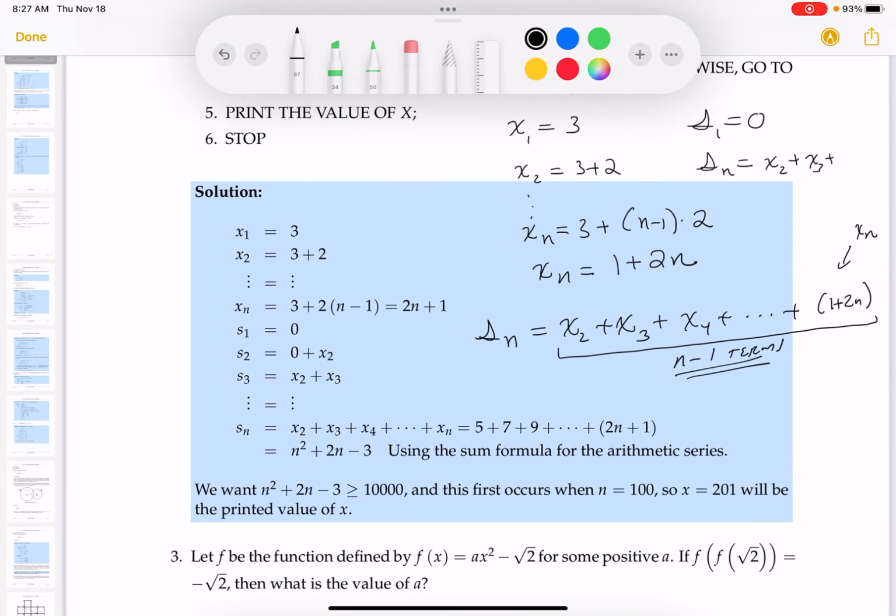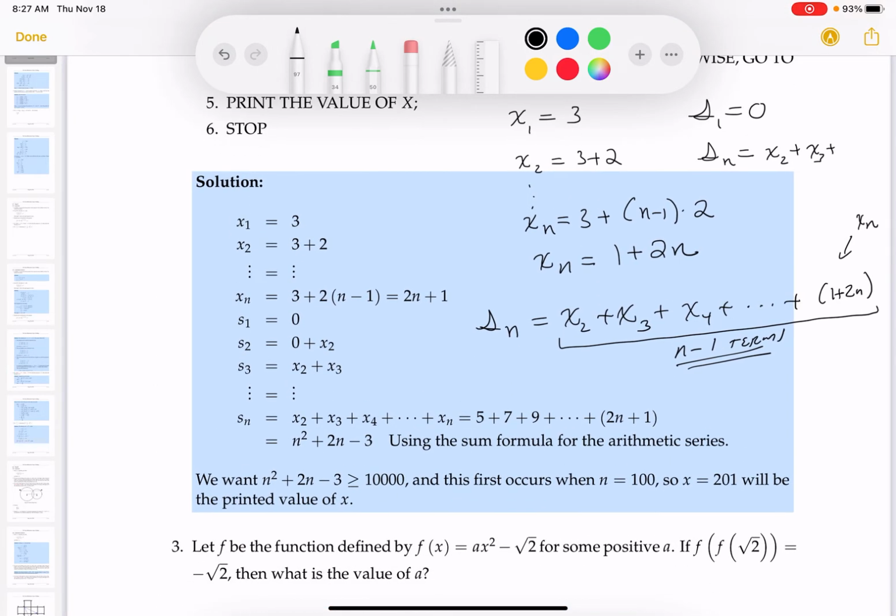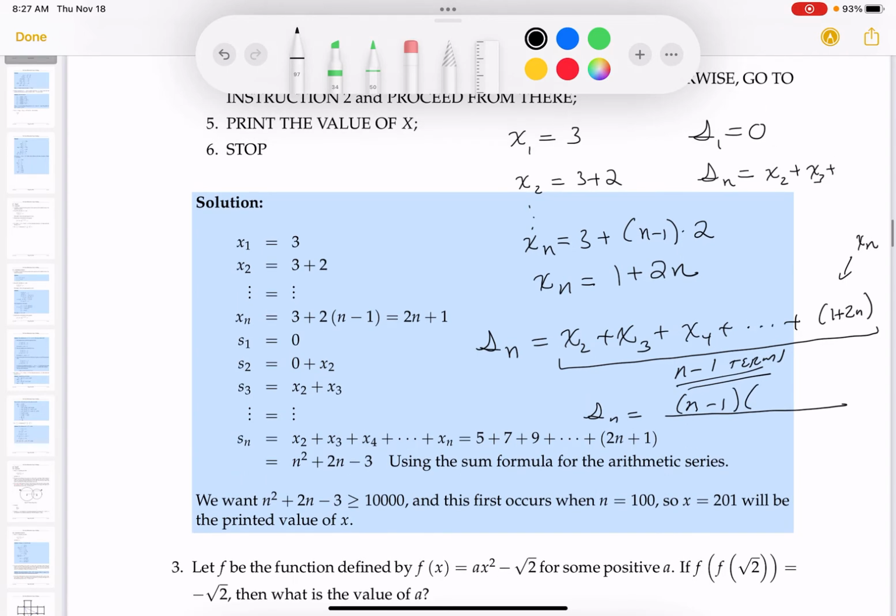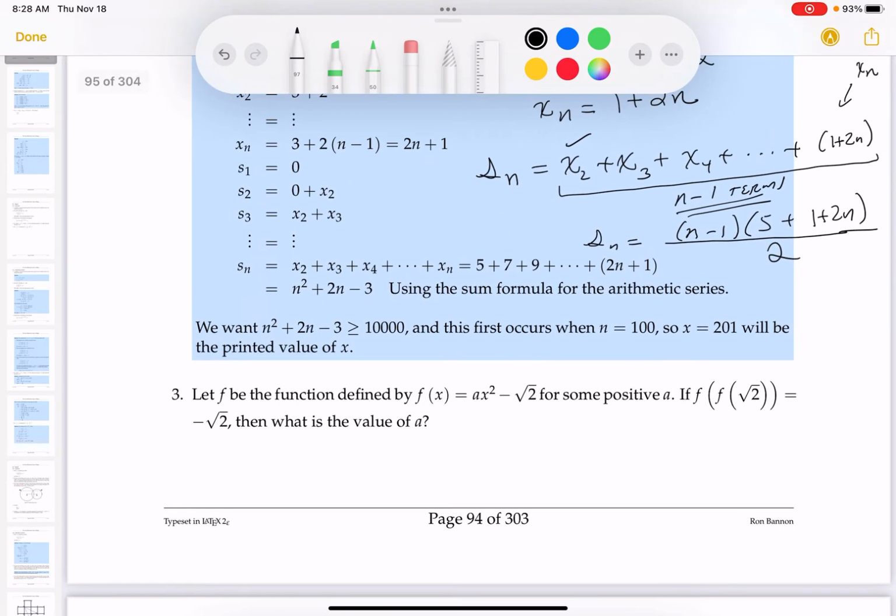Now this is a sum of an arithmetic series, or sequence, I should say. It's a series, by the way. So let's write down Sn as a sum. So it's going to be n minus 1. Let's see, what's x2? x2 is 5, right? I'm just writing the first term and the last term. And the last term is 1 plus 2n. Divide by 2. That's the sum of an arithmetic sequence.